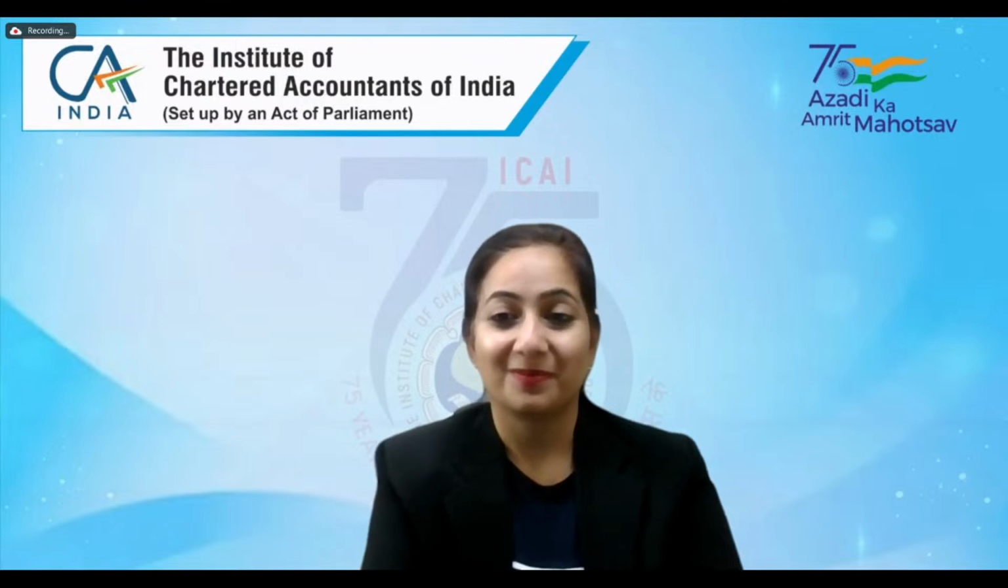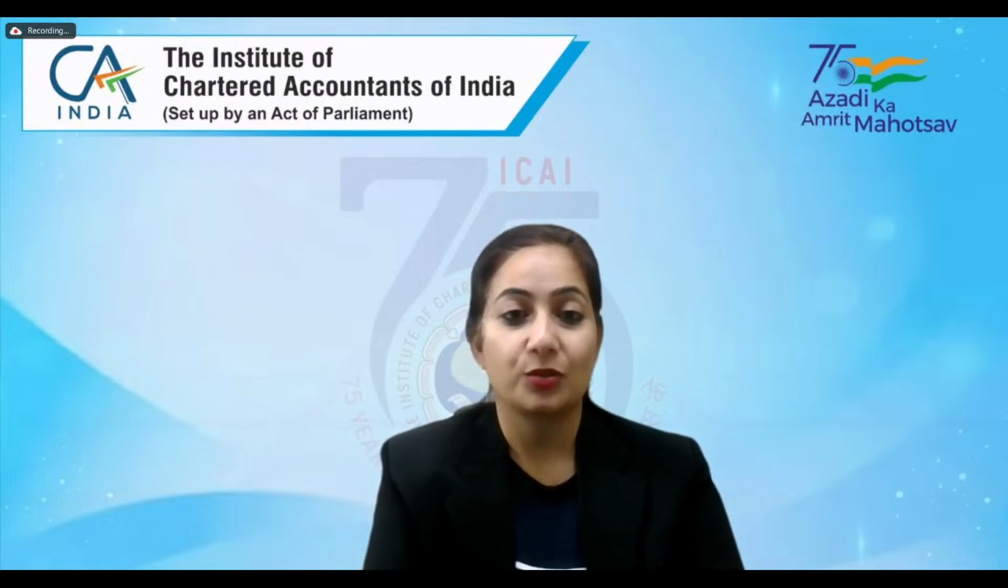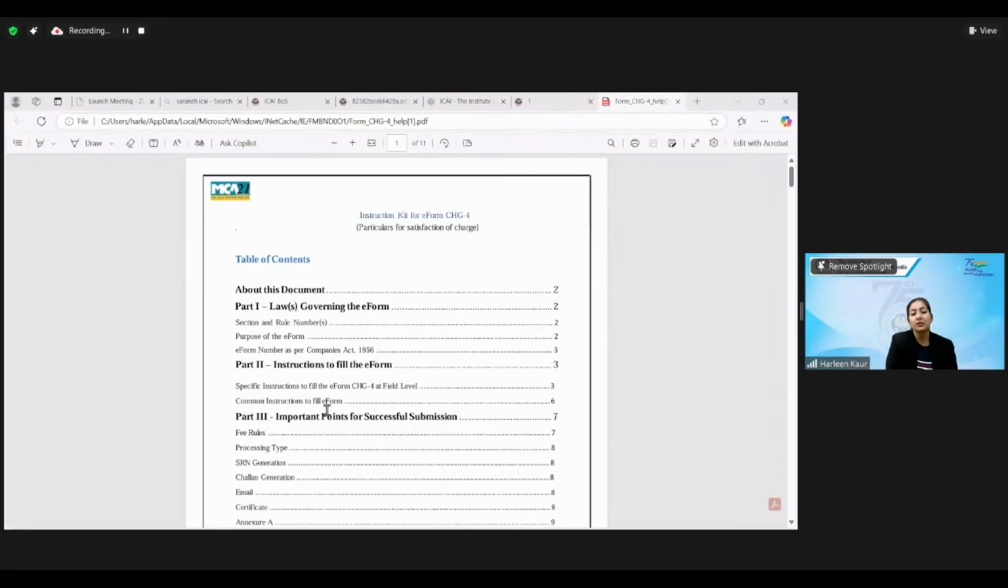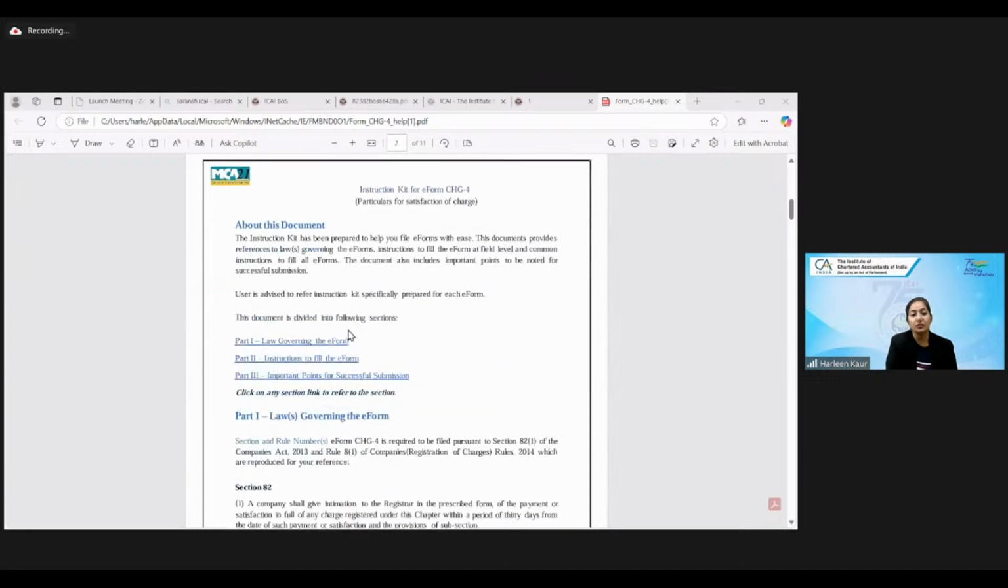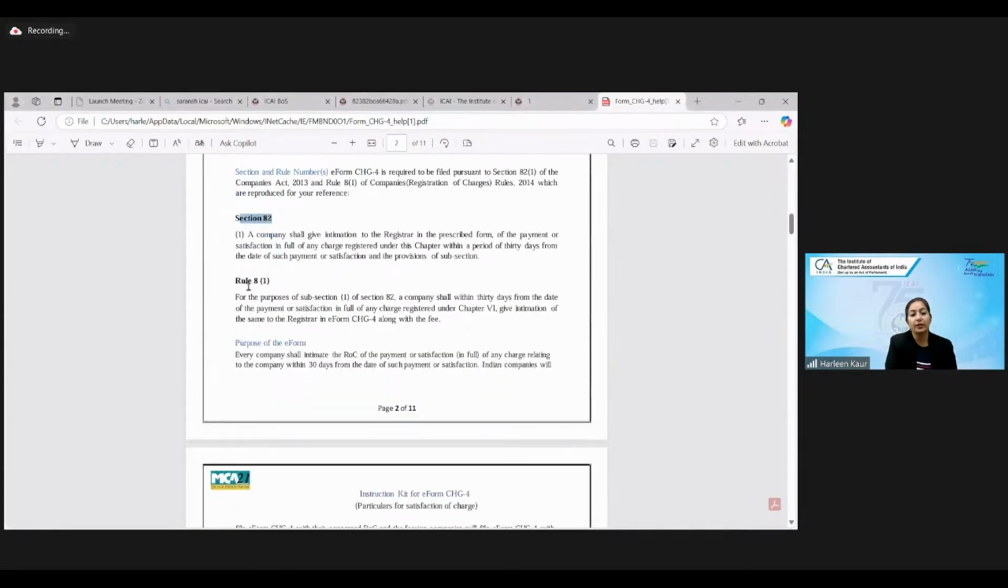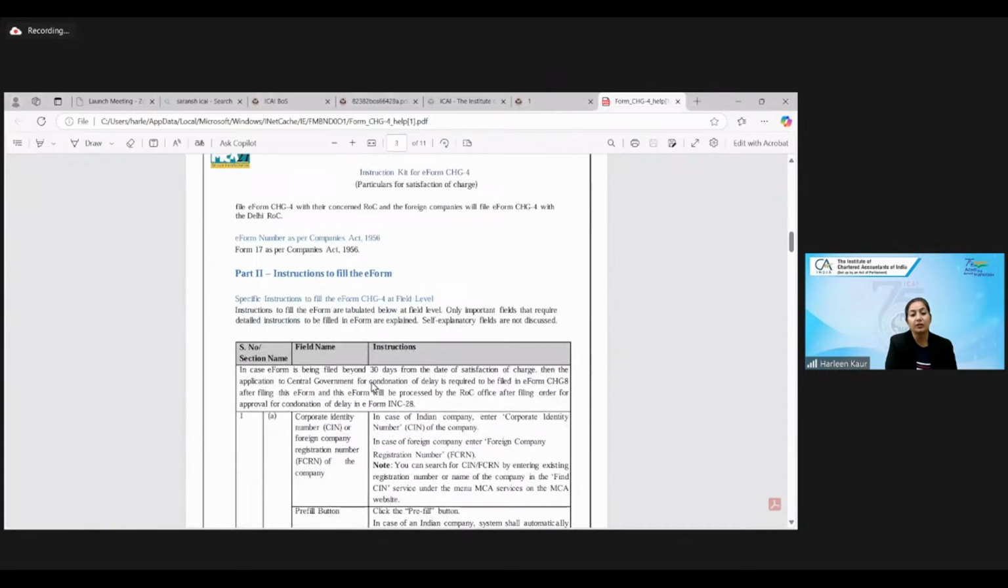What is the form to be used for satisfaction of charges? Can anyone tell me? Very good. So this is your form number CHG4, which I'm going to show you. This is how it looks, CHG4 form, where you're filing it for the satisfaction of charges. All these details will be given. Section 82 reference will be given. Rule 81, what does it say? It will be given in detail.